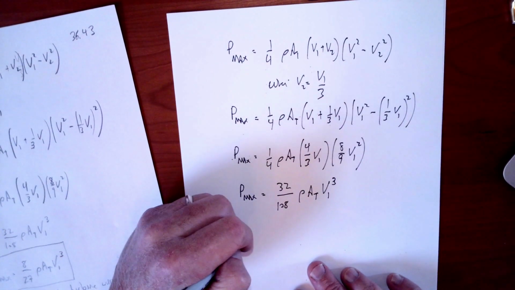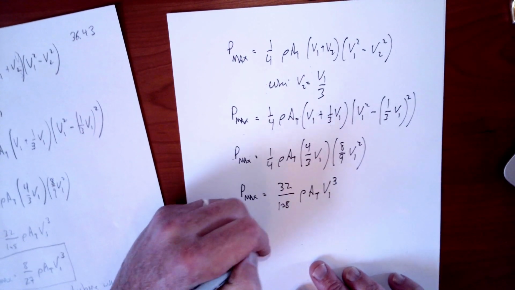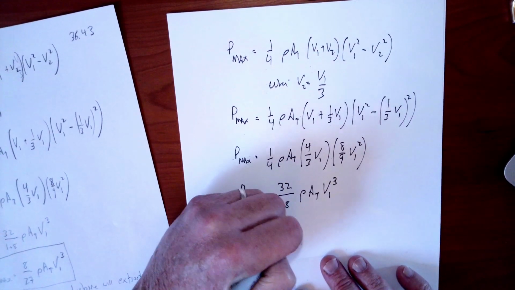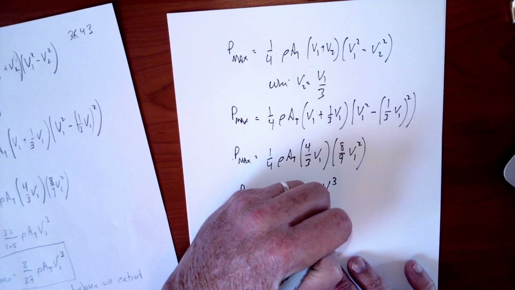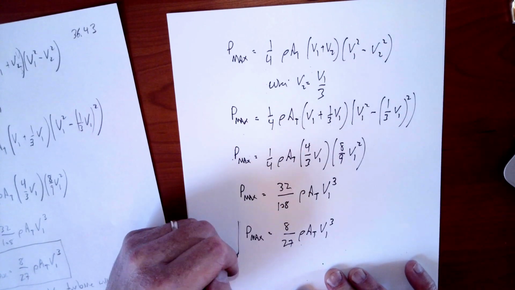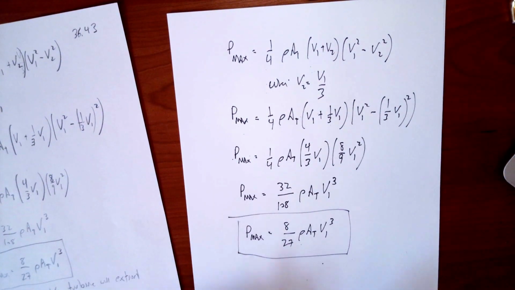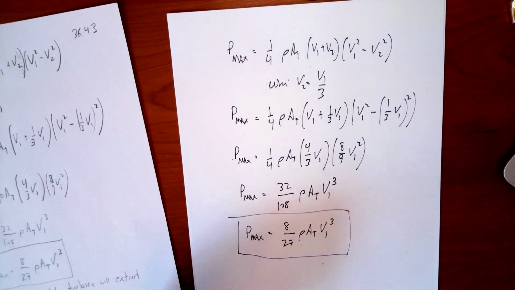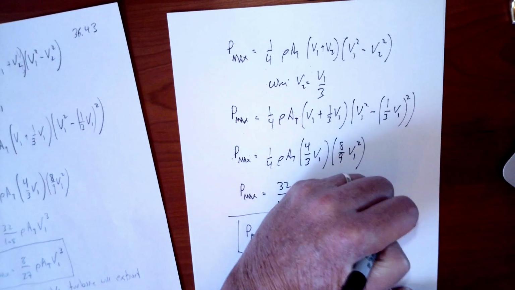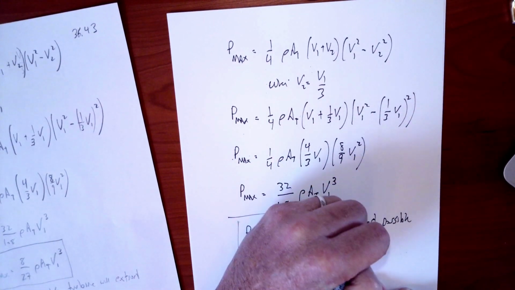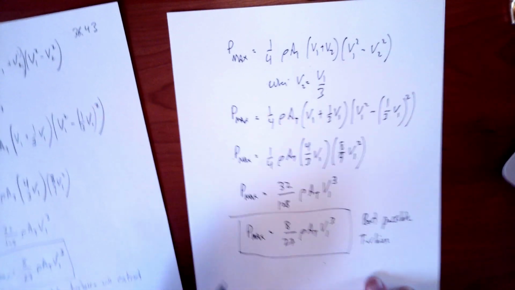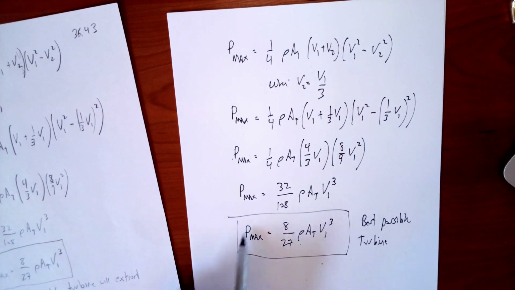And finally, I can clean that up a little bit. That does simplify if you divide everything by 4 to 8 over 27 times rho AT V1 cubed. So that is the maximum power that your turbine can possibly get. The best possible turbine can extract this amount of energy from the wind. So if you're given a certain wind speed, you can calculate the maximum possible power that any wind turbine could extract from that wind.